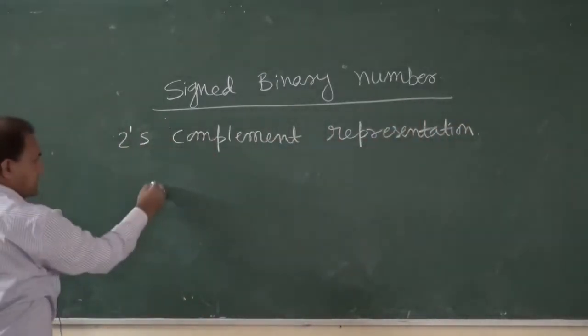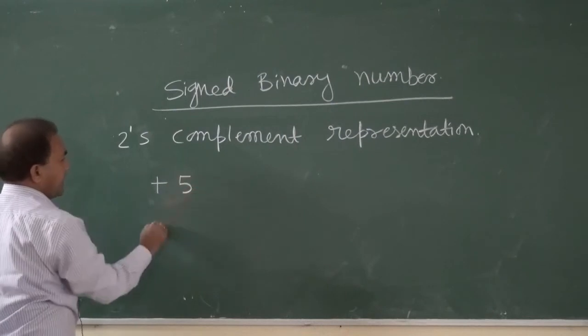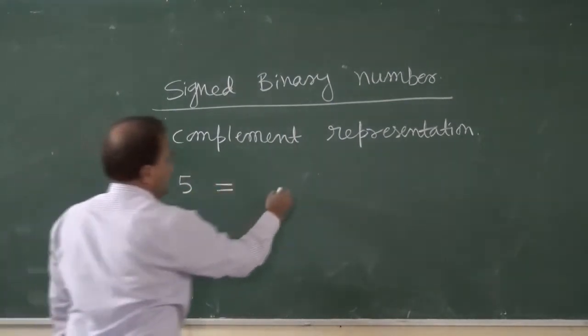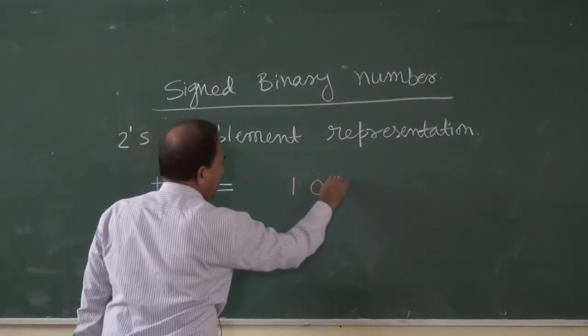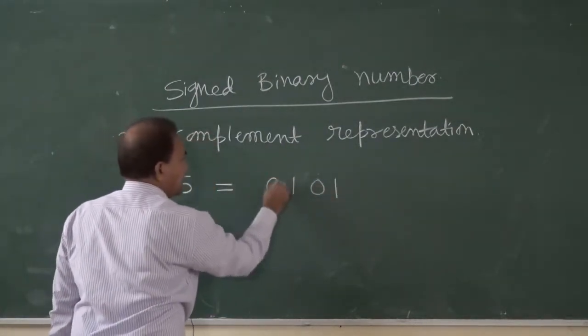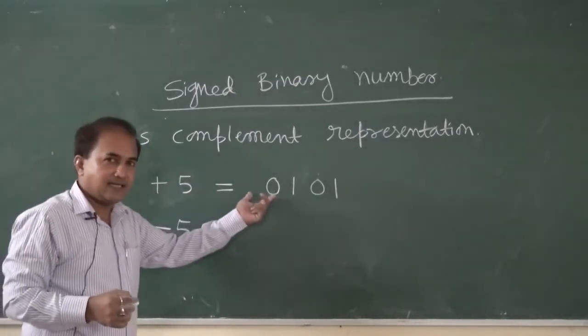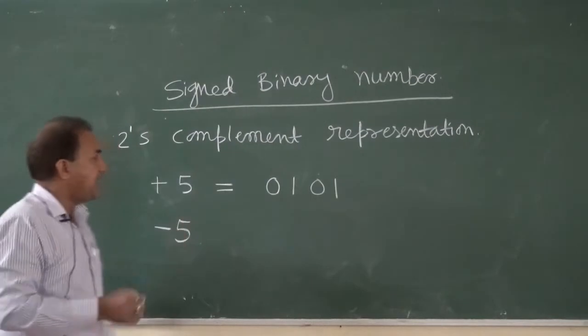In 2's complement representation, suppose again the same number, 5 and minus 5. How are you writing 5? It is 1 0 1, and the sign bit is 0, since the number is positive. That is why you are writing 0 for positive.